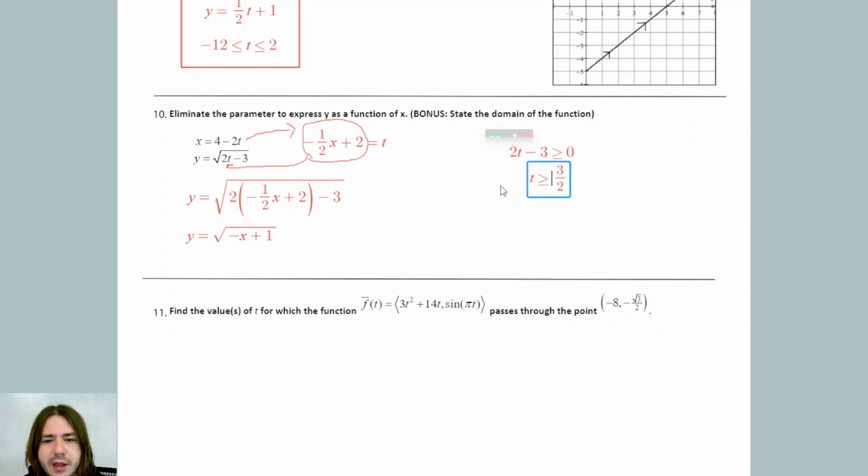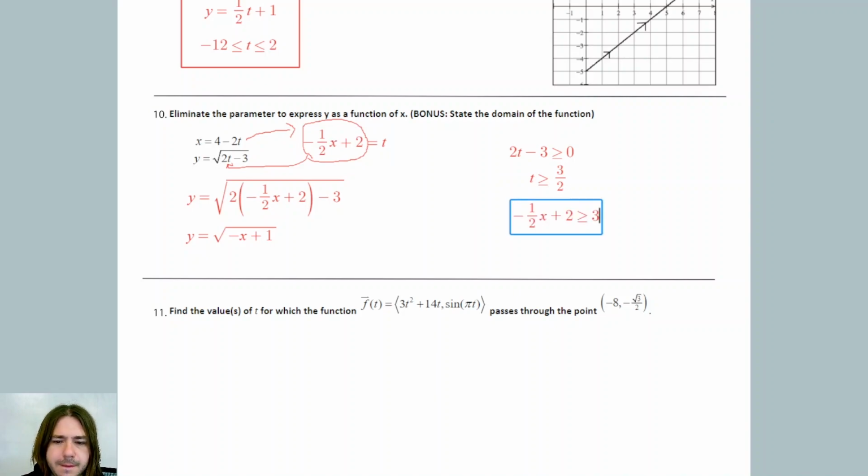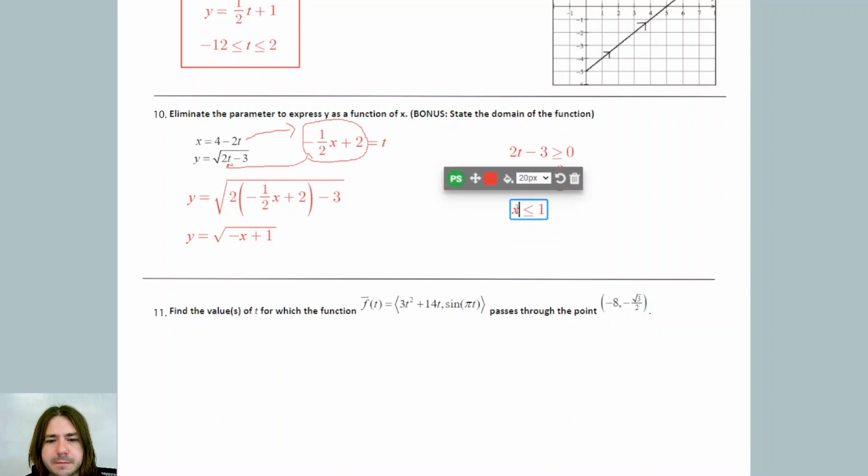So if I'm trying to find the domain in terms of x, I'm going to substitute t for what t equals in terms of x, which is this negative 1/2 x plus 2. And solve for x. So I'm going to subtract 2 from both sides. This right here is 1.5. So 1.5 minus 2 is going to be negative 0.5. And then I'll multiply both sides by negative 2. And so I should get x is less than or equal to 1. I've got to flip the sign anytime I divide or multiply both sides of an inequality by a negative.